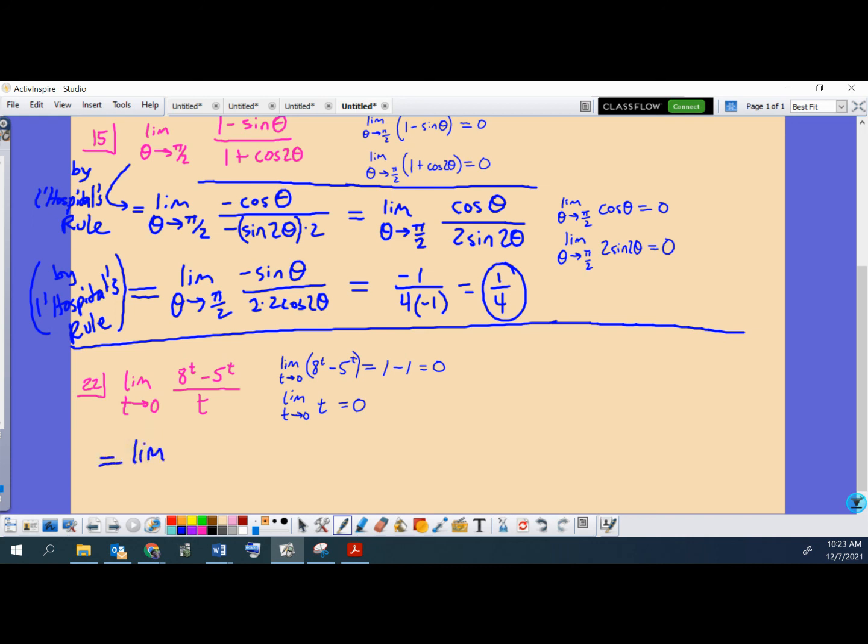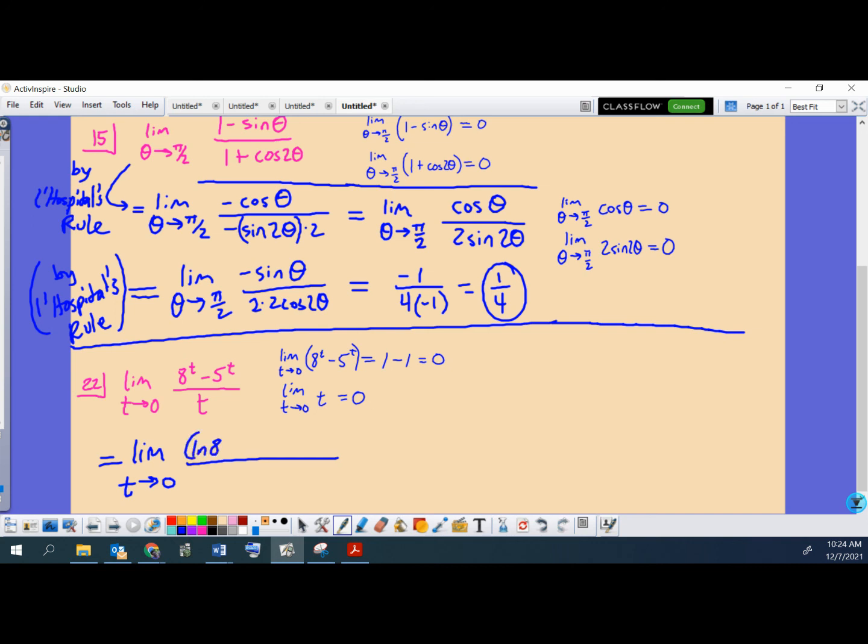Equals the limit as t approaches 0 of, on top, the derivative of an exponential that does not have base e. If you don't know it and you want to review it, it's just that exponential. So in this case, like 8 to the t, the derivative will be 8 to the t, and then times a natural log of 8. It comes from a chain rule because of the way that you can write 8 to the t as e to the natural log of 8 times t. Anyway, something to review if you need to, but here's the derivative.